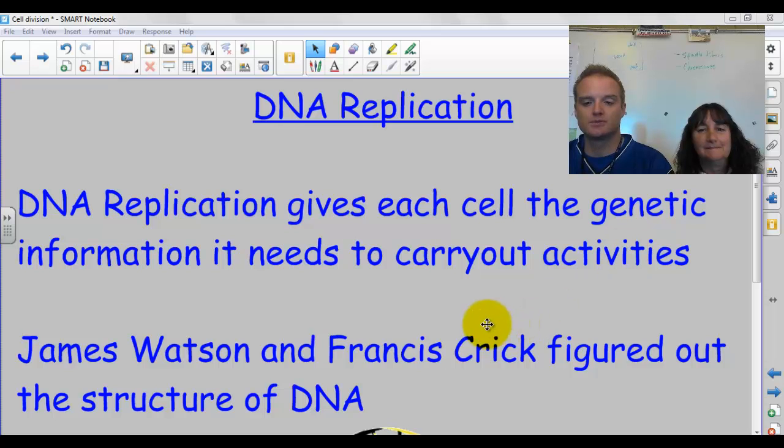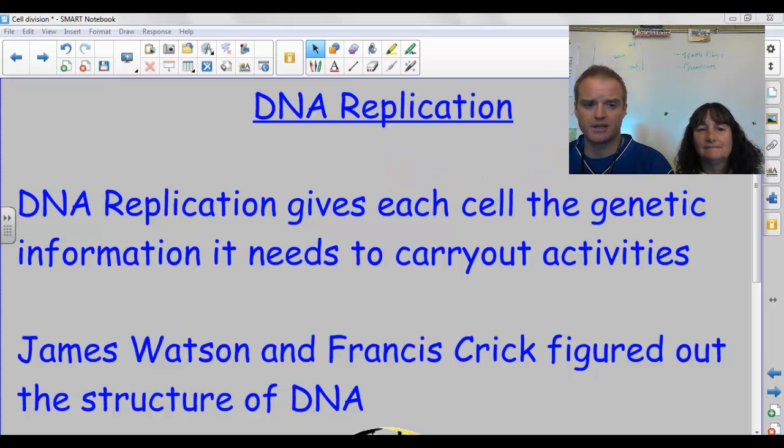So we've talked about the cell cycle and how the cell goes from being one cell with one set of DNA to two cells, because the DNA is copied. Now we're going to focus on that process. It's probably during interphase that the DNA is copied. But how do we make copies of DNA? That's what this section of notes is all about.